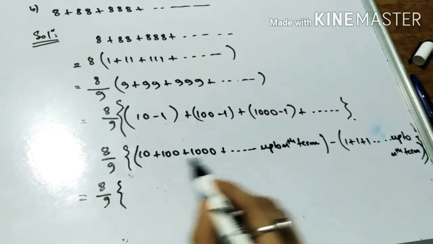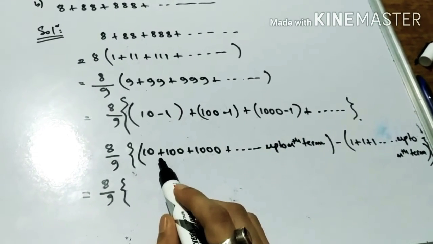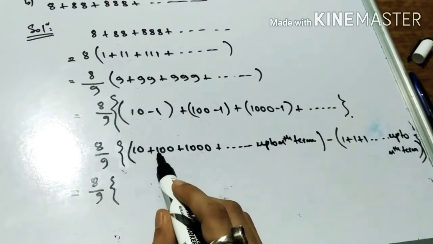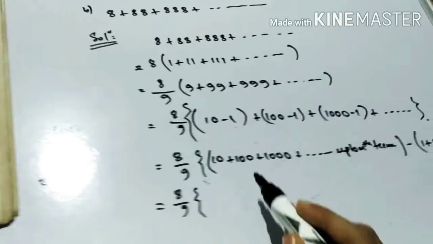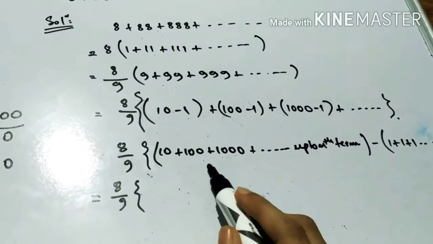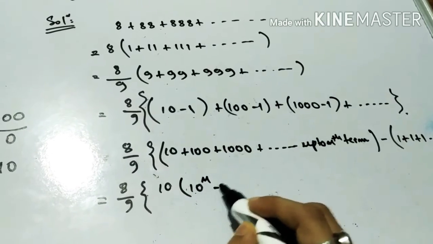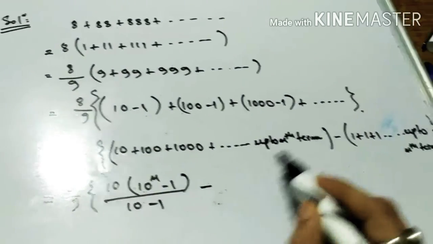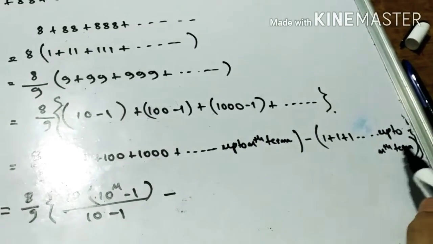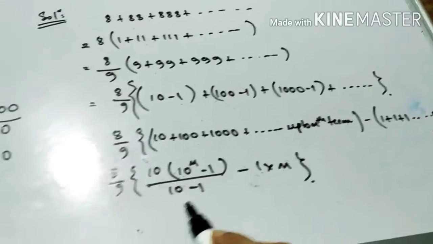Now this series is in geometric progression, and the common ratio will be 10, because 100 divided by 10 is equal to 10. So the common ratio is greater than 1, so I can use this formula. 10 times bracket 10 to the power n minus 1 by 10 minus 1, and minus, this is 1 plus 1 plus 1 up to nth term. If I add, I will write 1 into n.